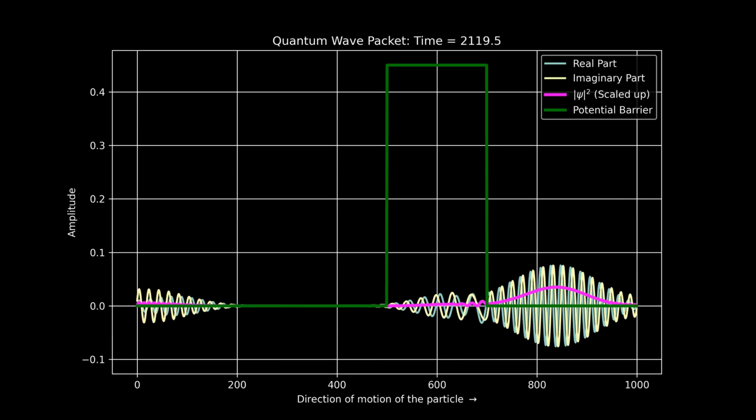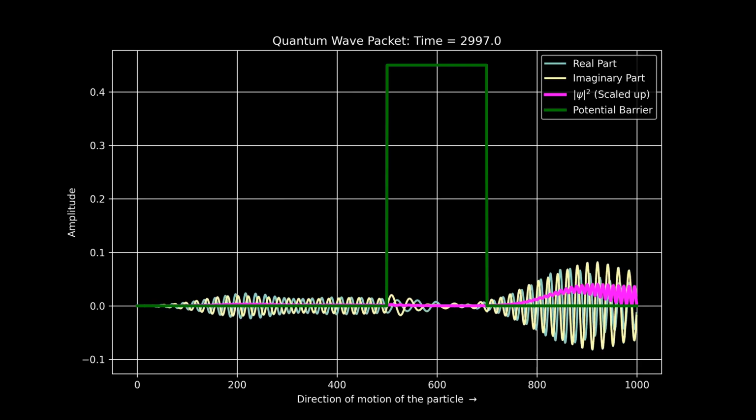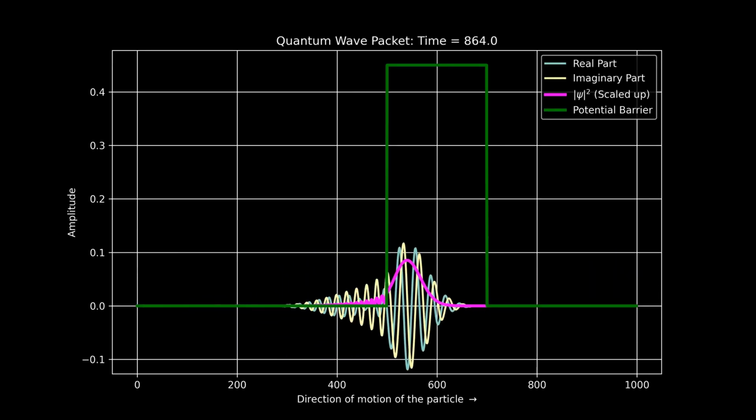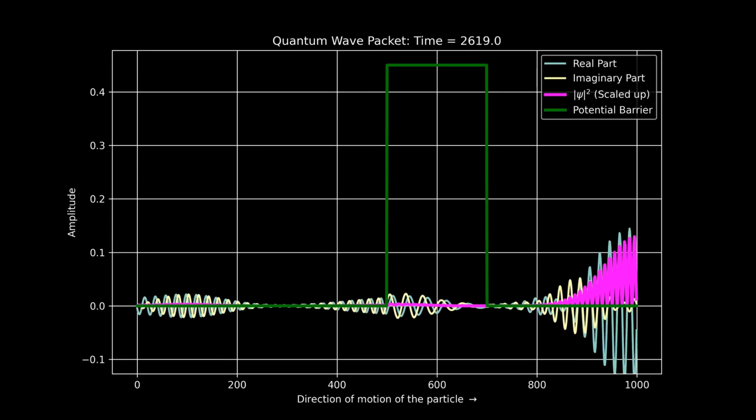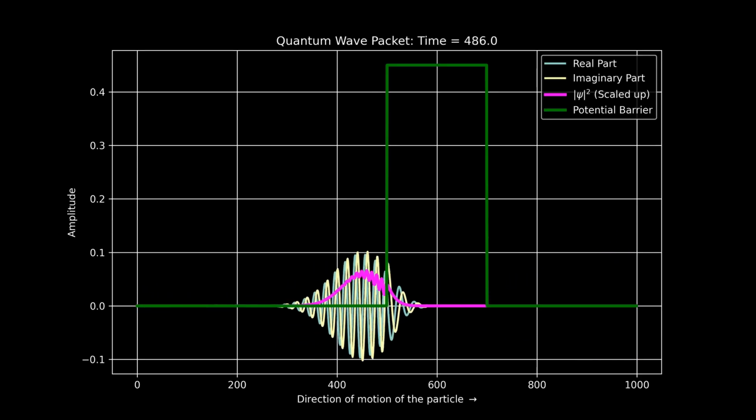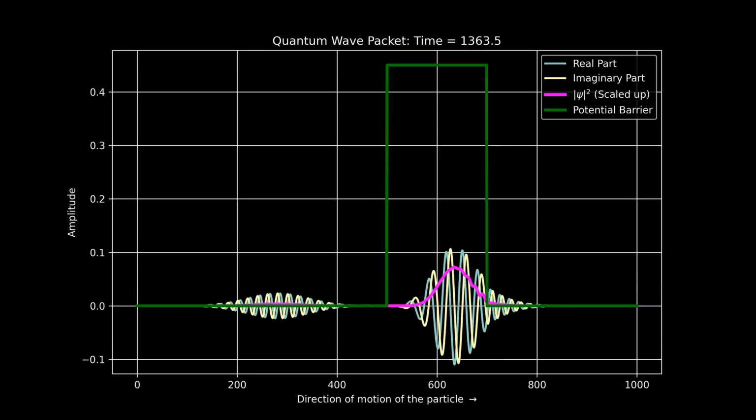As expected, a larger amplitude of the probability density is being transmitted to the other side of the barrier, while very little is reflected. This looks so nice, isn't it?